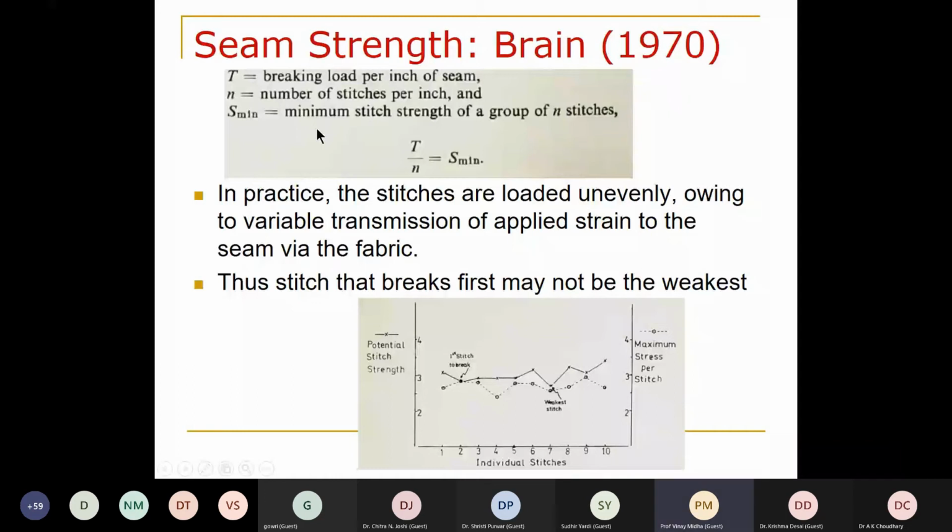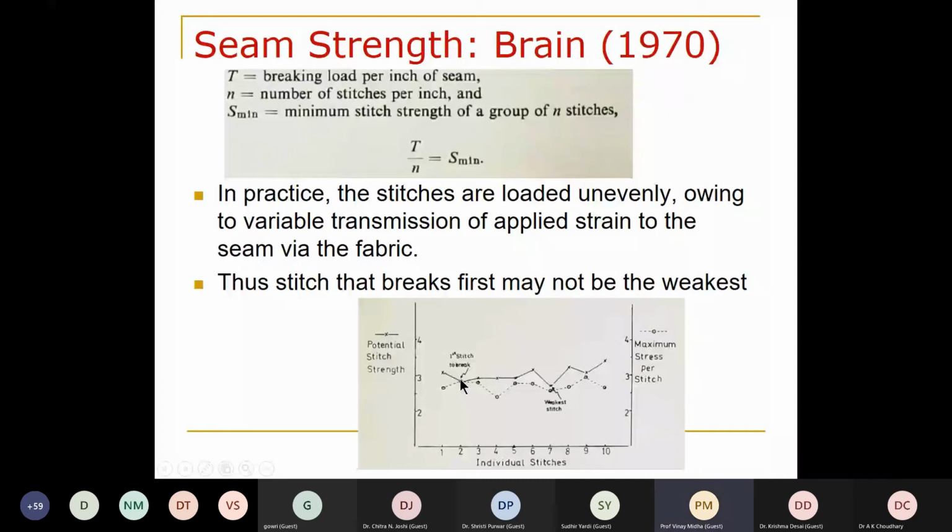So he brought the concept of minimum stitch strength, and he found that the stitch which breaks first may not be the weakest stitch. Normally in our tensile testing for threads or yarns, the breakage takes place from the weakest point, whereas in this particular case, the stitch which is breaking first may not be the weakest stitch. So he tested the individual stitches, where he observed that the weakest stitch, the 7th one, has minimum strength, but the first one which is breaking has more strength than this particular stitch.